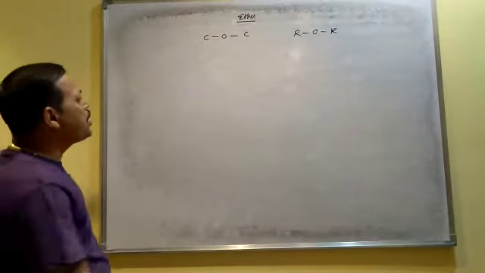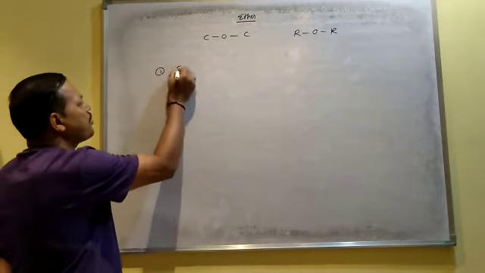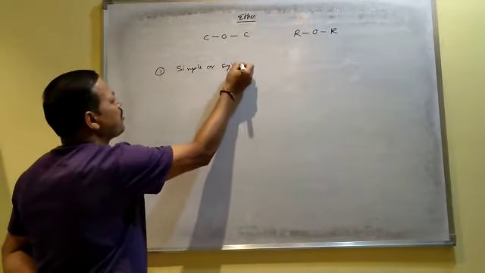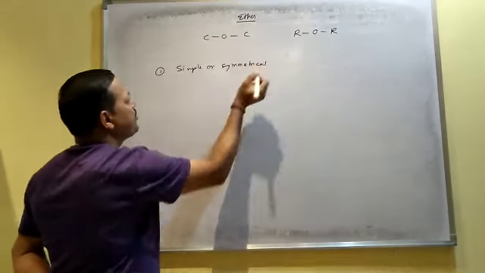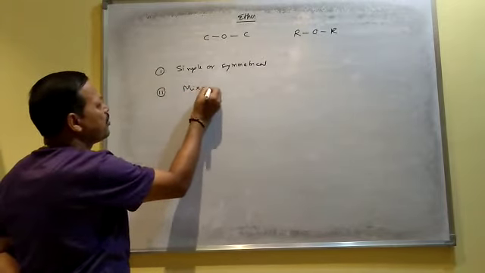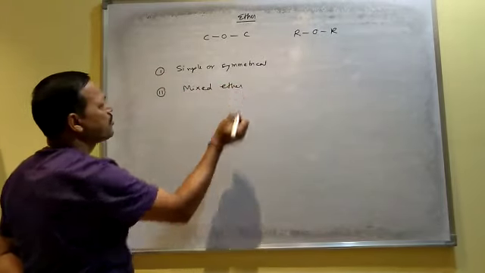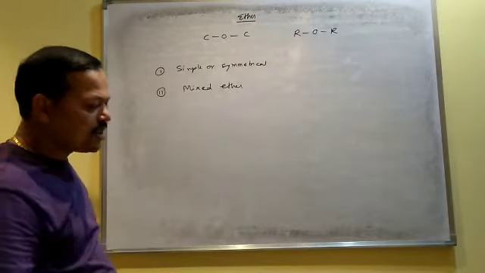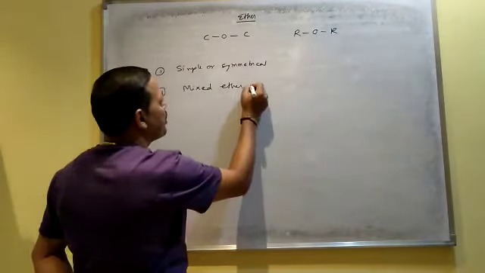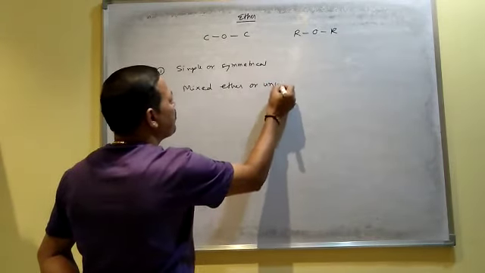Now there are two types of ether. Some ethers are called simple or symmetrical ether, and some are called unsymmetrical or mixed ether. It is also called unsymmetrical.